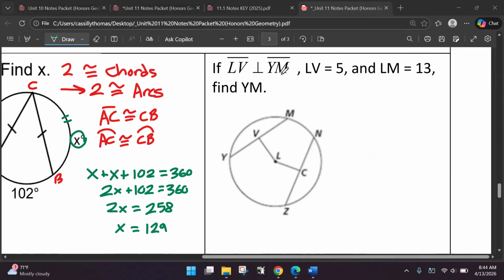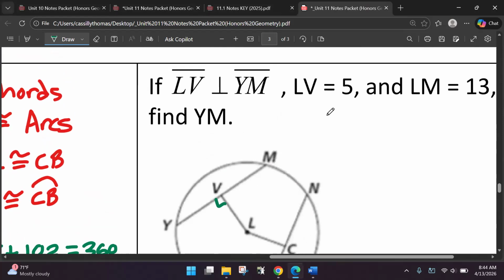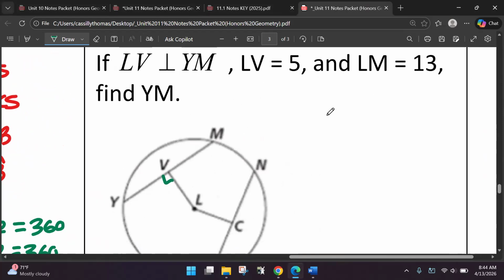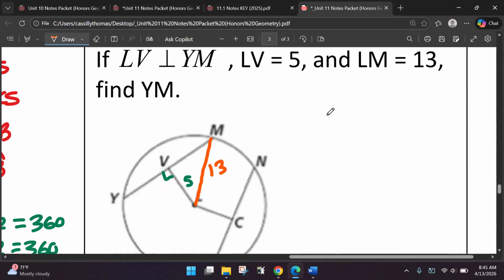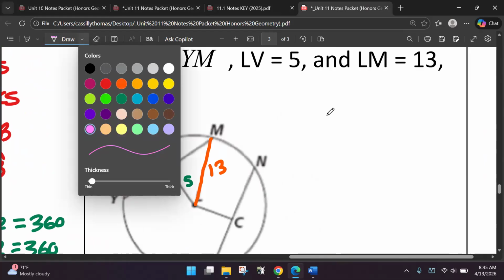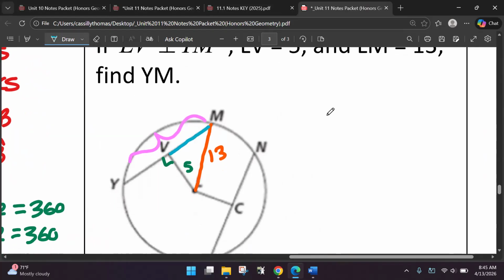They want to know, hey, LV is perpendicular to YM. So it's that same picture from the theorem up top. LV is perpendicular to YM. All right. They're saying LV is 5, and then they're saying LM. Where's LM? LM is right here. That's 13. They want us to find YM. Our goal is to find this entire piece, right? So the first thing we should probably do is figure out that length right there.